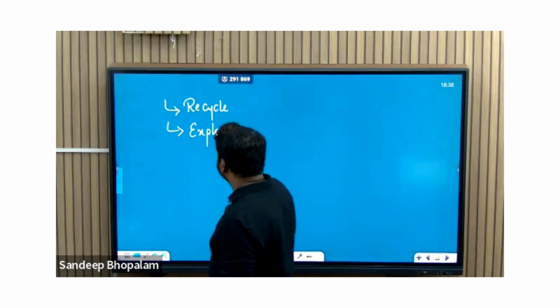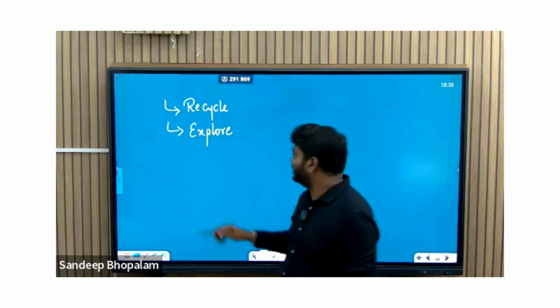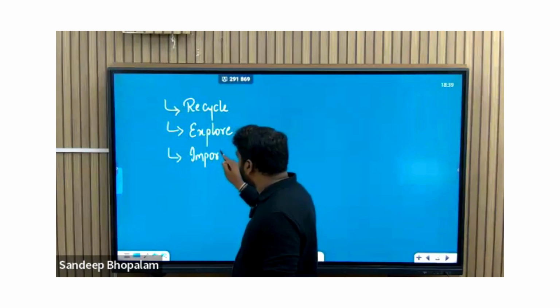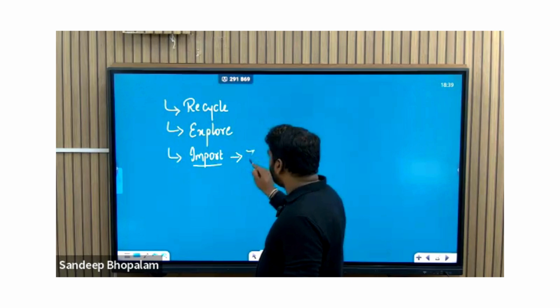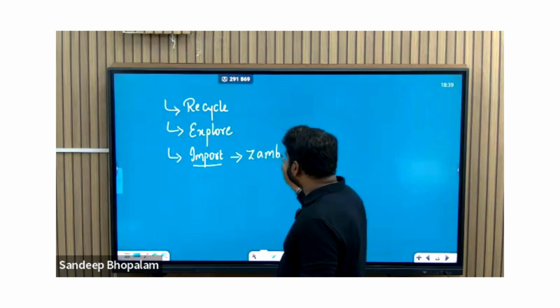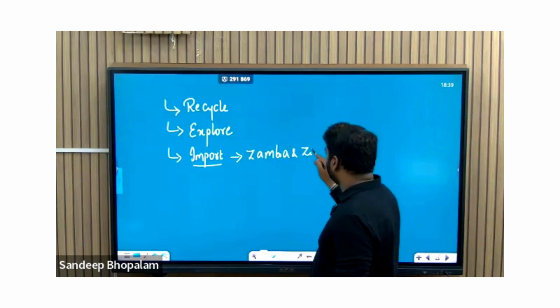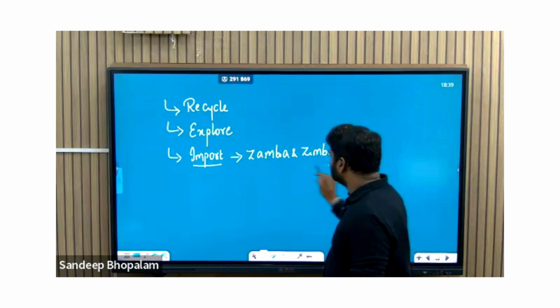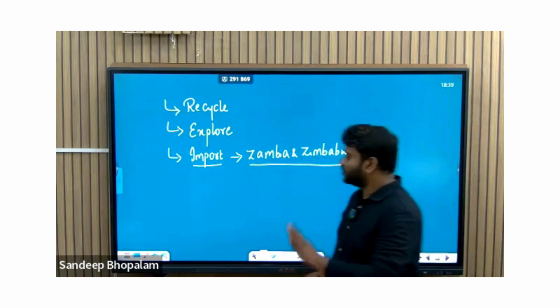Second, explore them, search for where they are present. Third, import them. India is talking to Zambia and Zimbabwe, which also have rare earth minerals, and India is trying to get them. So, guess what can be the question?